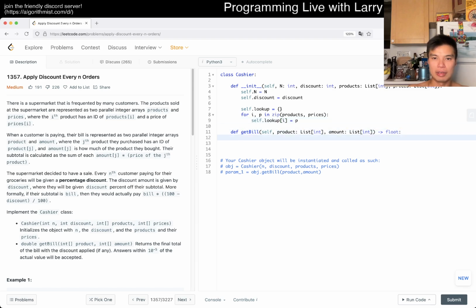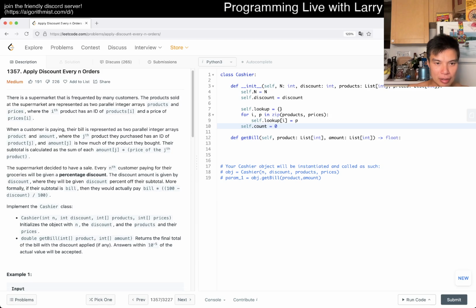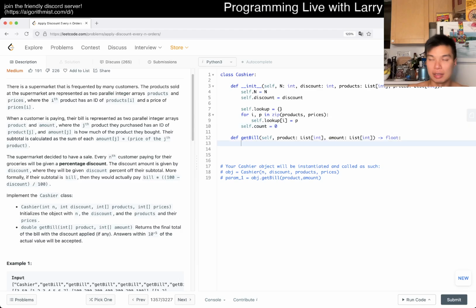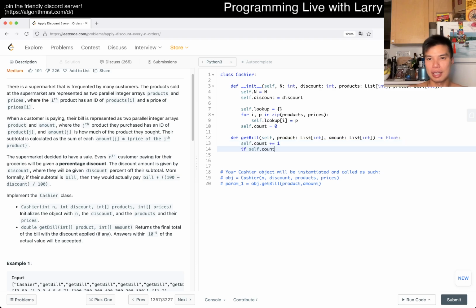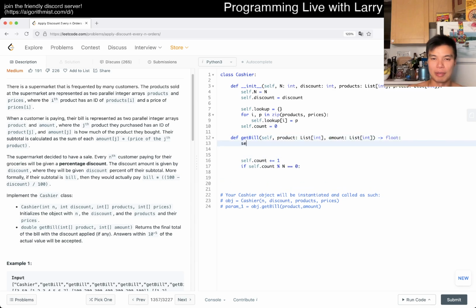And then now, maybe a count for the current customer number. What is the exact way of saying it? The nth person gets a discount. Okay, so that means that 0 is going to be first. So self.count plus 1, right? If self.count mod n is equal to 0, then we have a discount. Otherwise, so we could do this later, we'll get the price.